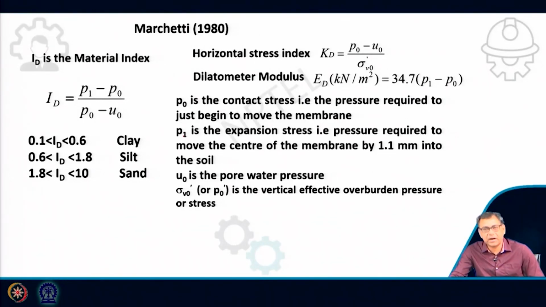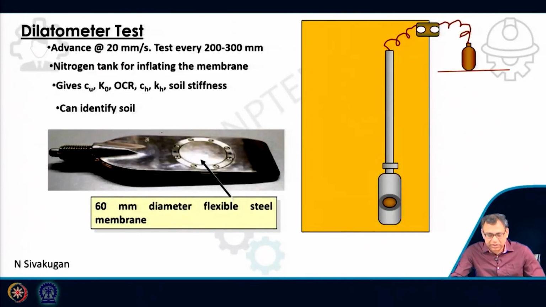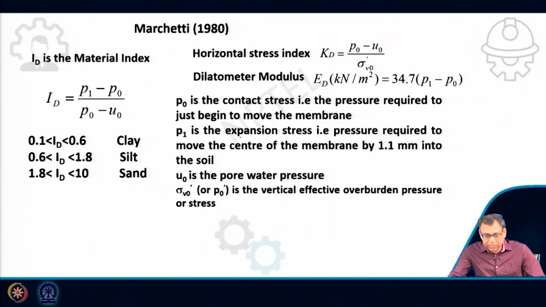So how much pressure we have to apply just to begin the movement of the membrane, that is called P0. And there is another term, P1, that is the expansion stress, that is the pressure required to move the center of the membrane by 1.1 millimeter into the soil. So P0 is just the stage where it begins to move the membrane, and P1 is the expansion stress, that means how much stress is required to move the center of the membrane by 1.1 millimeter into the soil. So within the soil it will move. So that is called P1.